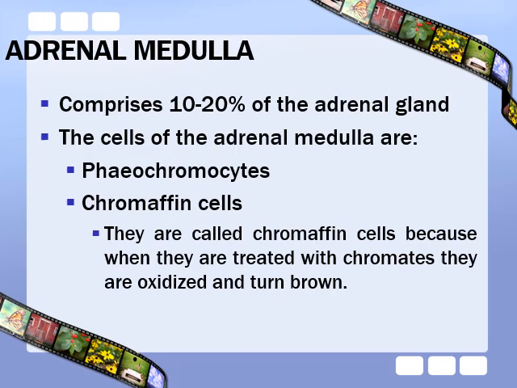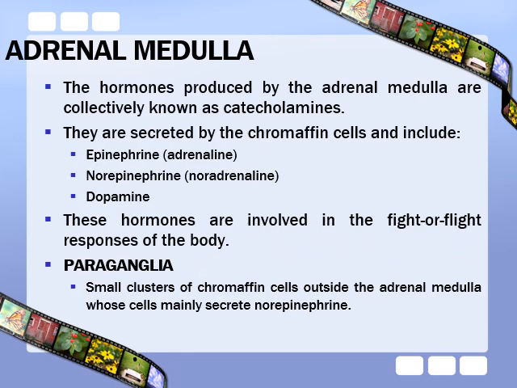So the adrenal medulla naman, 10 to 20% lang ng adrenal gland. So the cells na nasa adrenal medulla are the pheochromocytes and the chromaffin cells. They are called chromaffin cells. Bakit? They are treated with chromates. They are oxidized and turn brown. So ano na produce na hormones dito? We have the catecholamines. So nandito yung epinephrine and norepinephrine, or the adrenaline and noradrenaline, and the dopamine. So these hormones are responsible for the fight or flight response of the body.